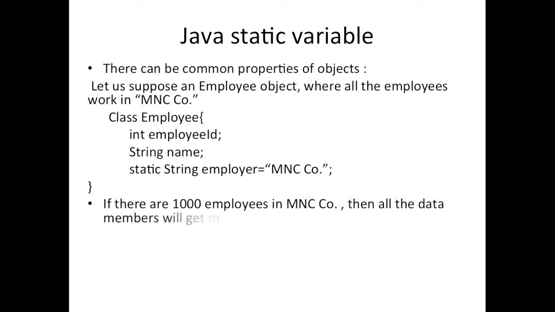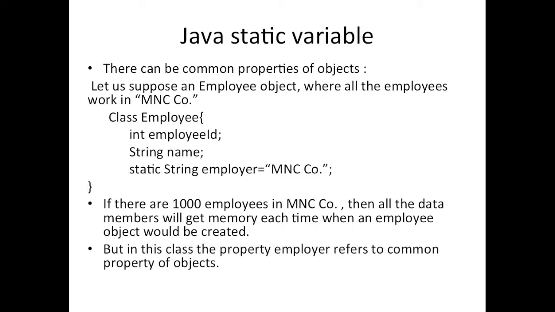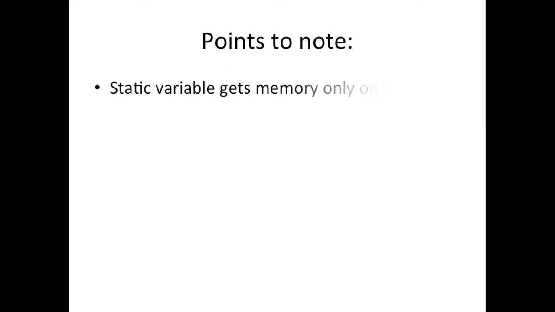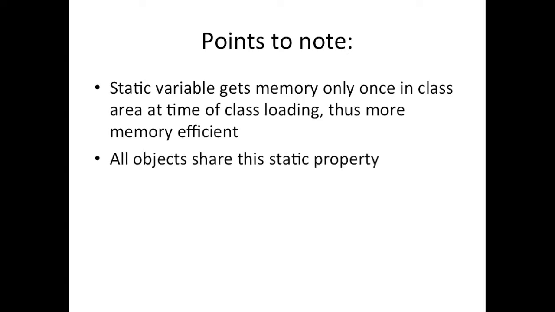Now if there are 1000 employees in the MNC company, then all the data members will get memory each time an employee object is created. But in this class, the property employer refers to common properties of objects, so that's why we have made the variable static. So if we make the property static, then this field will get memory only once, and that belongs to the class area. Few points to note: a static variable gets memory only once in the class area at the time of class loading, thus more memory efficient. All objects share this property.